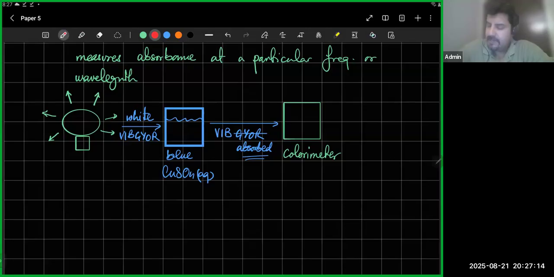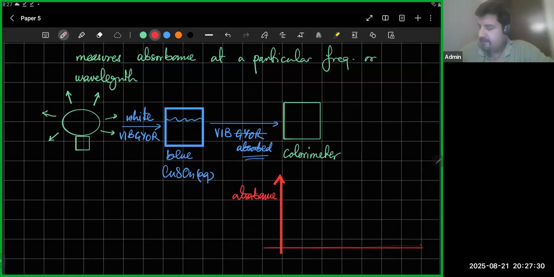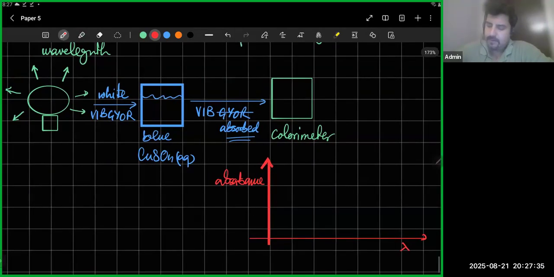So what does the colorimeter tell us? The colorimeter is going to have an axis which would have absorbance written over there, and on the other axis you're going to have wavelengths or frequencies. So if this appears to be blue, if the colorimeter only gets all the violet, indigo, blue colors, frequency, what is it? Wavelength. Just a second, let me just Google.